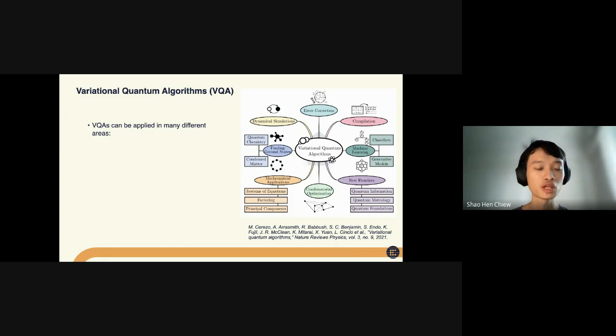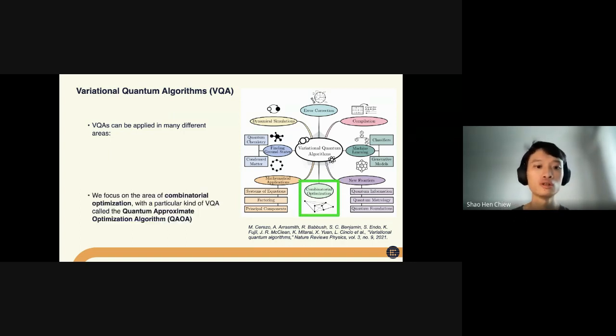Then people started thinking about more general applications, such as general mathematical applications, combinatorial optimization, error correction, and more. The one field of application that we will focus on here, of course, is the area of combinatorial optimization. And we will see that to solve combinatorial optimization problems, we will need to look at a specific kind of variational quantum algorithm, which is the so-called quantum approximate optimization algorithm, or QAOA.